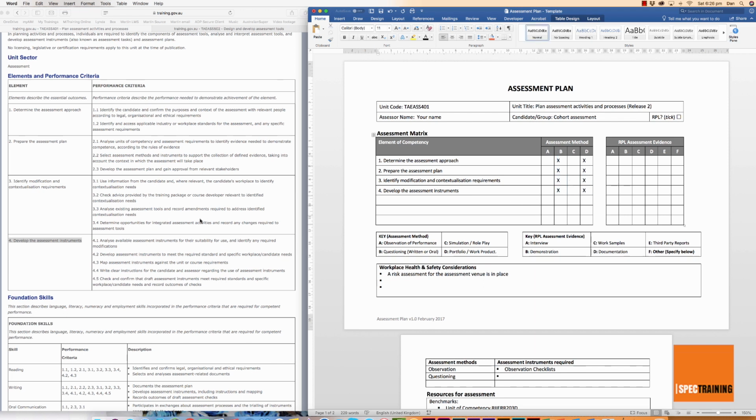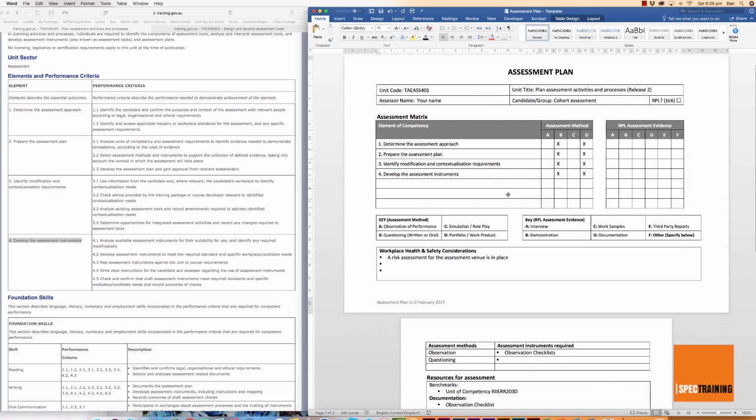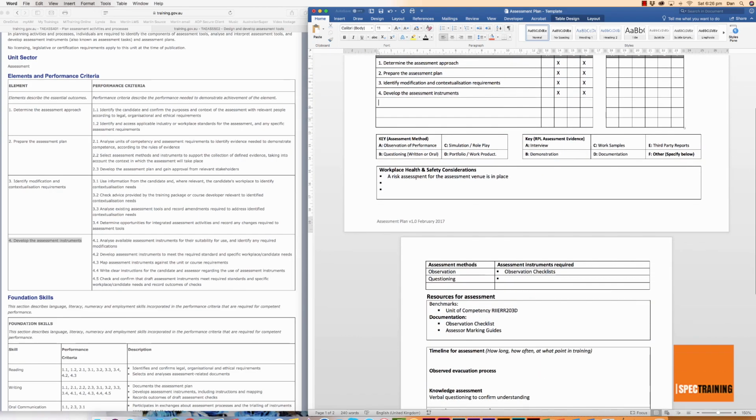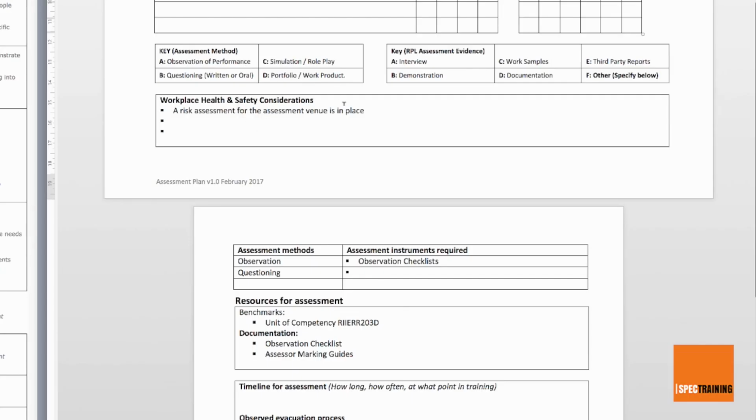And there you have it. Now this is very basic, as I said, and it's just for assessment purposes at this stage. You could delve further into this and think of a way of observing performance in a workplace, etc. But anyway, let's continue. So we want to go further down the assessment plan document now and look at this area here, the workplace health and safety considerations.